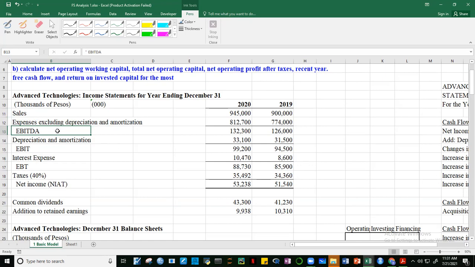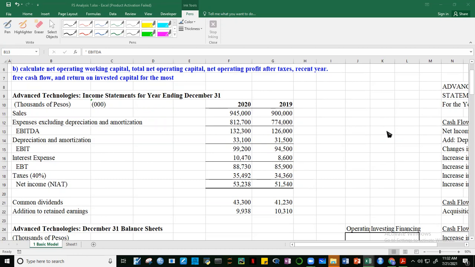Have you met this term before sa accounting, yung EBITDA? Malamang hindi, no? Kasi mukhang kung sole proprietorship lang at saka service organization lang tinignan nyo. Na-meet nyo na ba to, guys? Kindly chat. Na-meet nyo na yung term na EBITDA. Okay, thank you. Thank you for informing me.